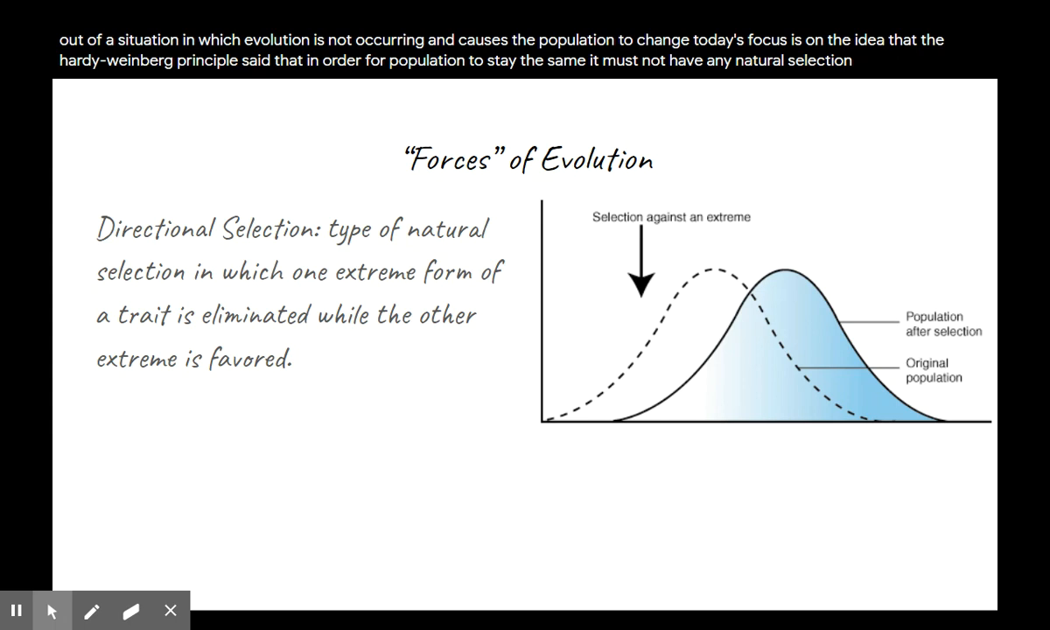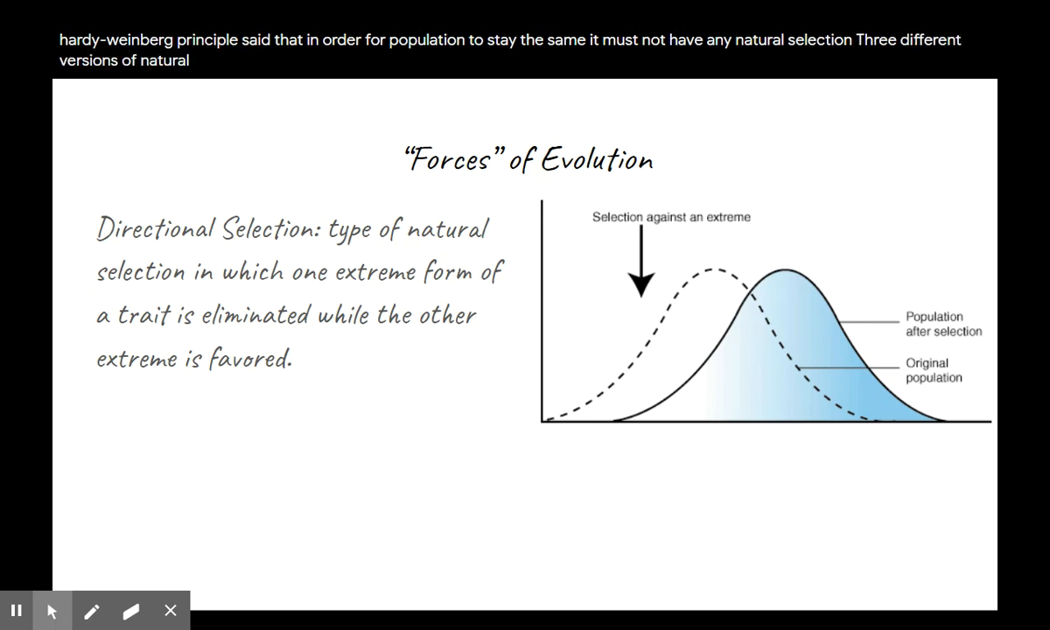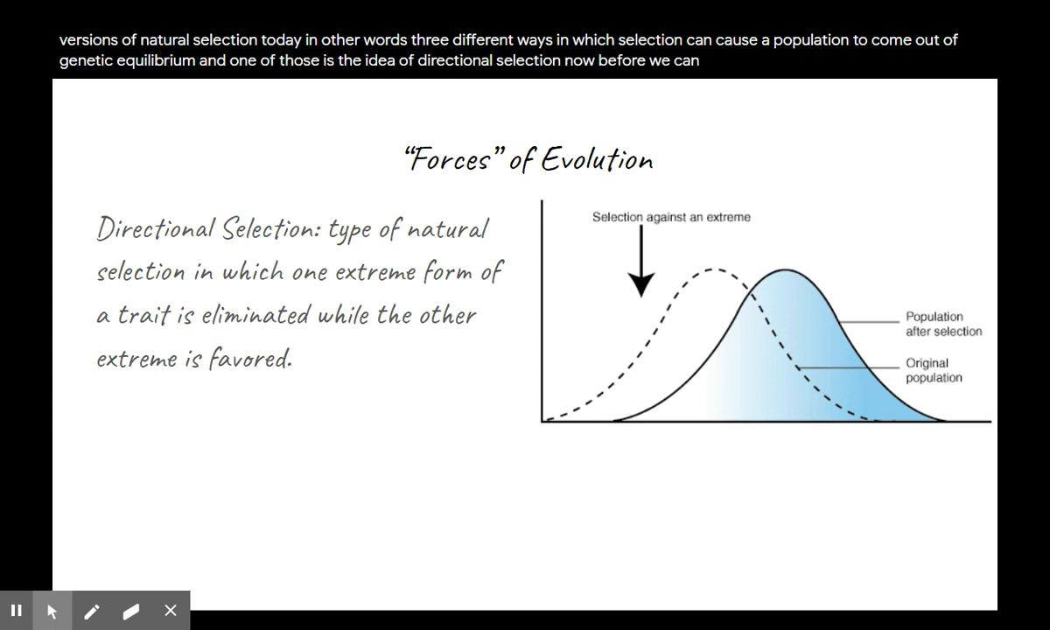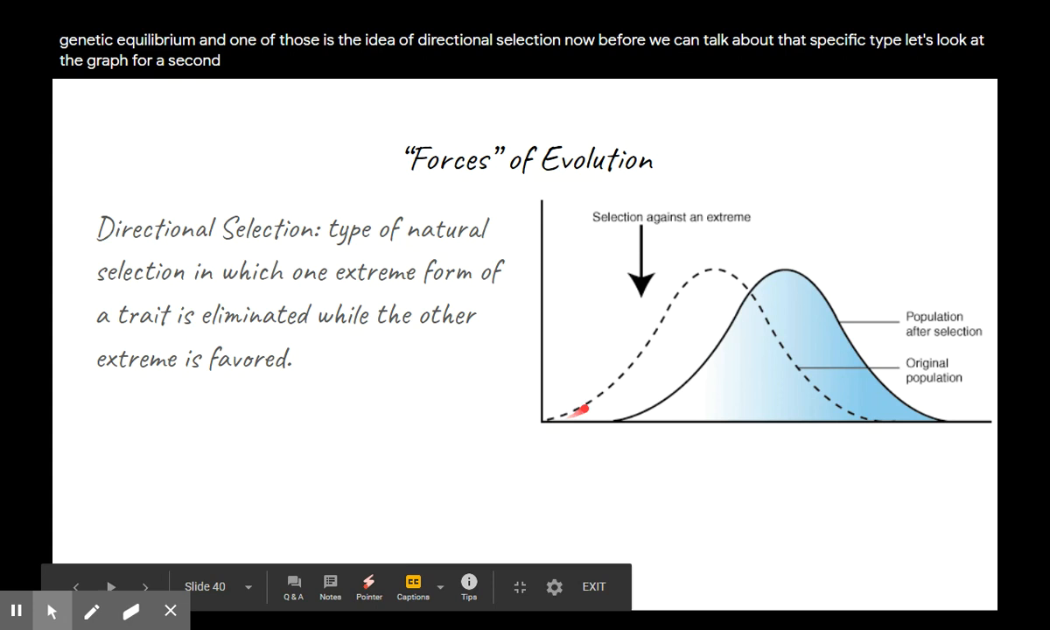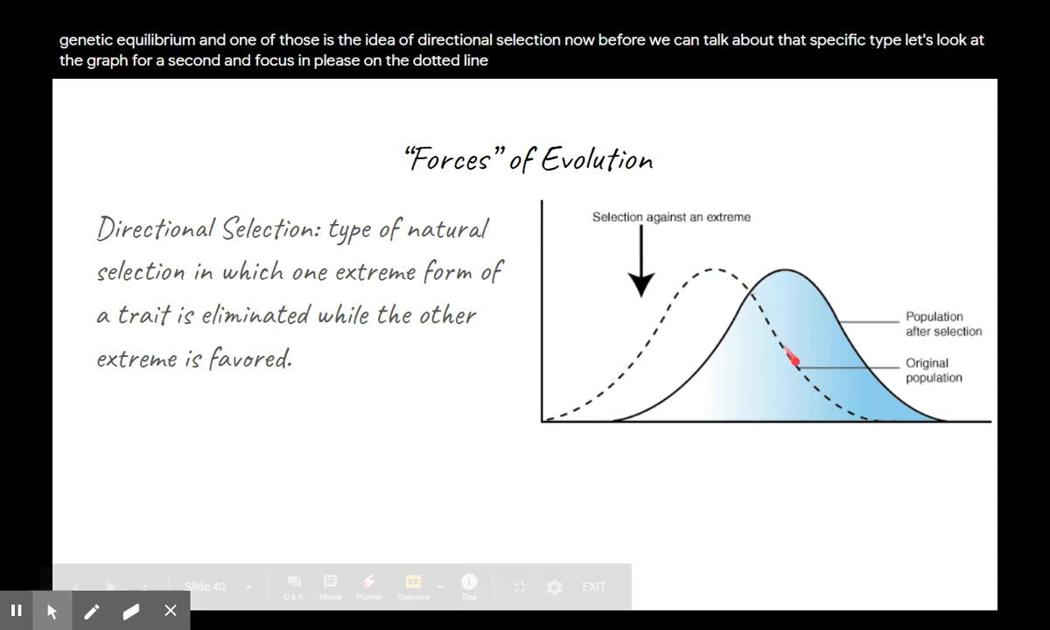We're going to talk about three different versions of natural selection today. In other words, three different ways in which selection can cause a population to come out of genetic equilibrium. And one of those is the idea of directional selection. Now, before we can talk about that specific type, let's look at the graph for a second and focus in, please, on the dotted line.